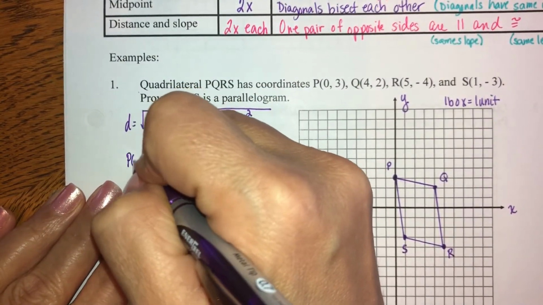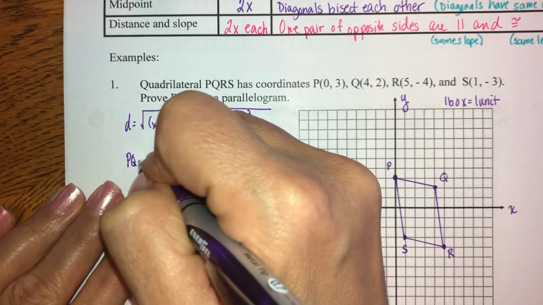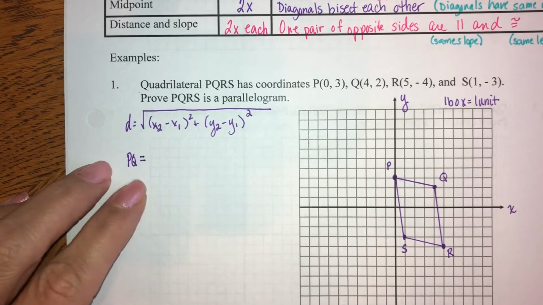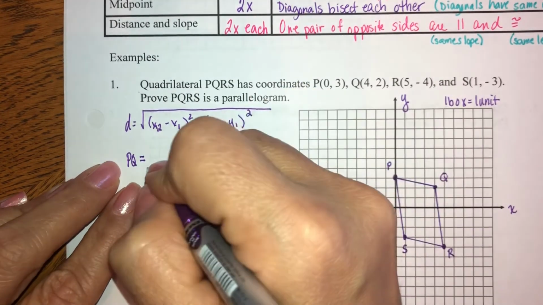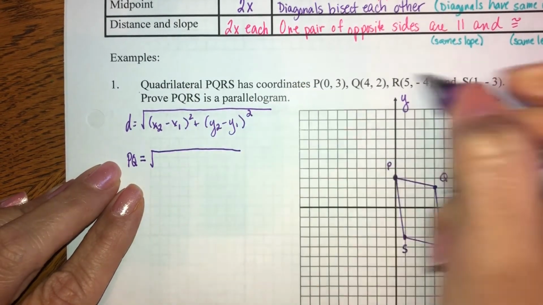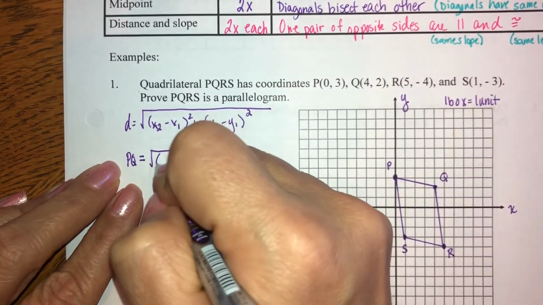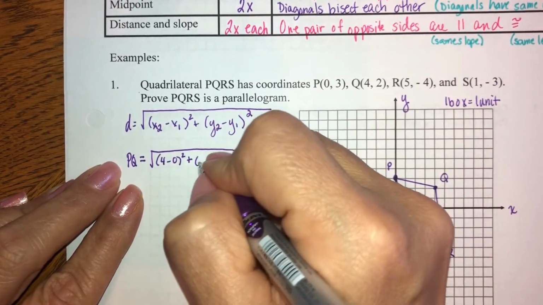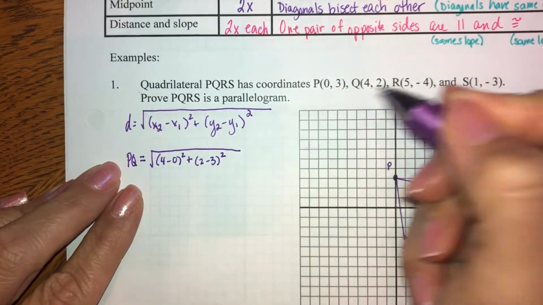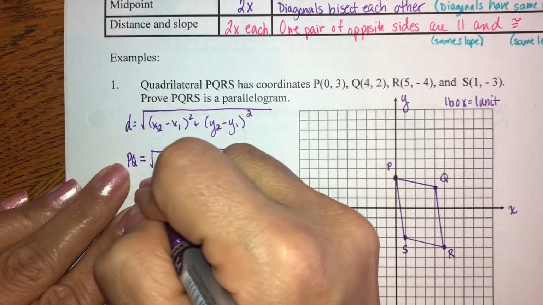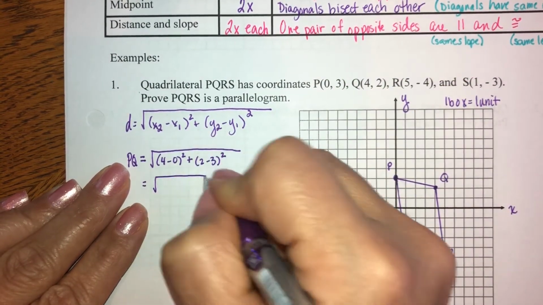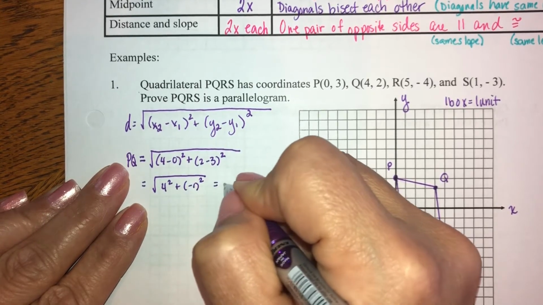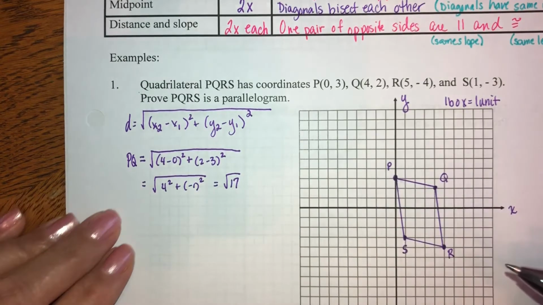So side PQ. If I'm looking for the length of PQ, remember I don't have to write a segment over it. I can just write it like that. This means the length of PQ. And now I'm going to plug those numbers right into my distance formula. So I am going to have (4 minus 0) squared, and then (2 minus 3) squared. You can use your calculator for this. I would encourage that. You end up here with the square root of 4 squared plus -1 squared, which is a grand total of the square root of 17.